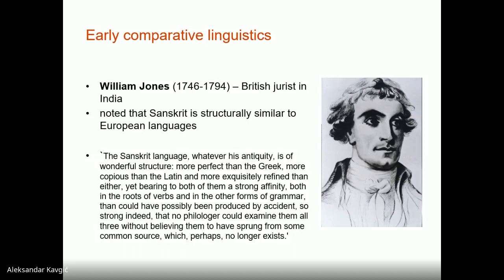Now, this is probably blurry, so I will read it out for you. He said, the Sanskrit language, whatever his antiquity, listen to the political incorrectness, the language is not it, it is he. So the Sanskrit language, whatever his antiquity, is of wonderful structure, more perfect than the Greek, more copious than the Latin, and more exquisitely refined than either, yet bearing to both of them a strong affinity, both in the roots of verbs and in the other forms of grammar, than could possibly have been produced by accident.